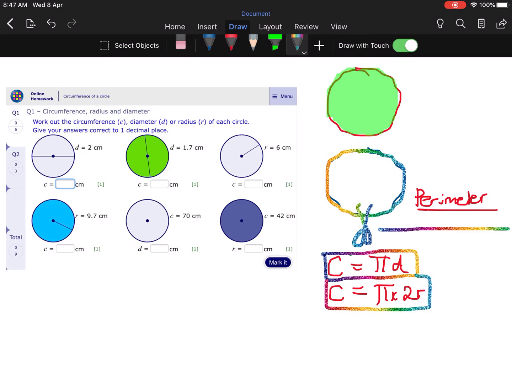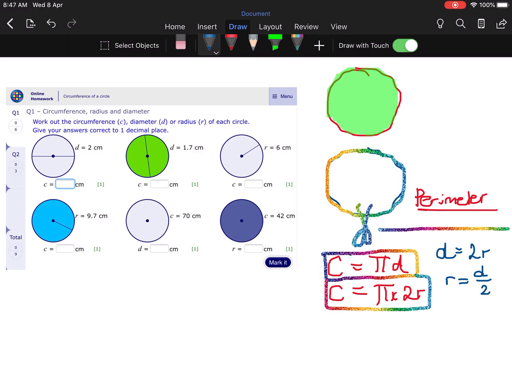Why? Because, as we said in the last video, d is equal to 2 times r. Or we can say that r is equal to d divided by 2. So if you've got a diameter, you can divide it by 2 to get the radius. And if you've got a radius, you can times it by 2 to get the diameter.